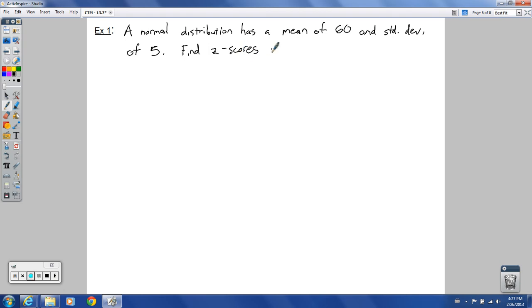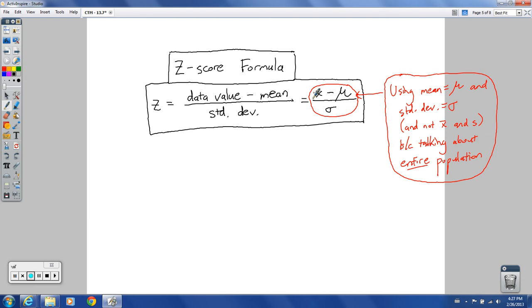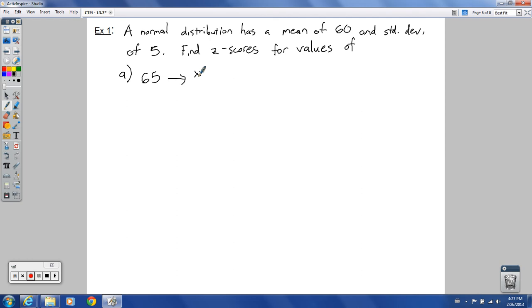So find the z-scores for values of, and we're going to look at some different parts here. So let's say we start with 65. How could we find the z-score for that? So I'm just going to say for 65, let's do this. We're going to use this formula right here. So use x minus the mean over the standard deviation. I'm not going to write that every single time. I'm just going to write that one more time here so we see that one more time.